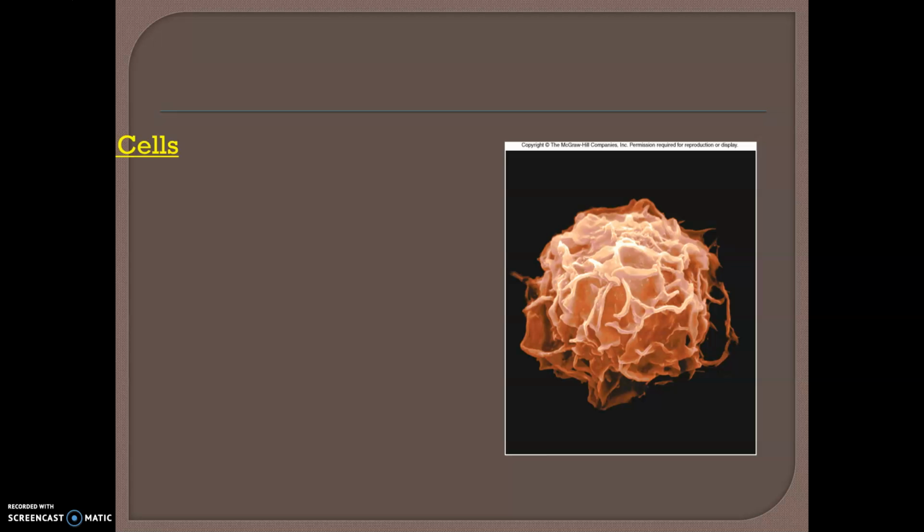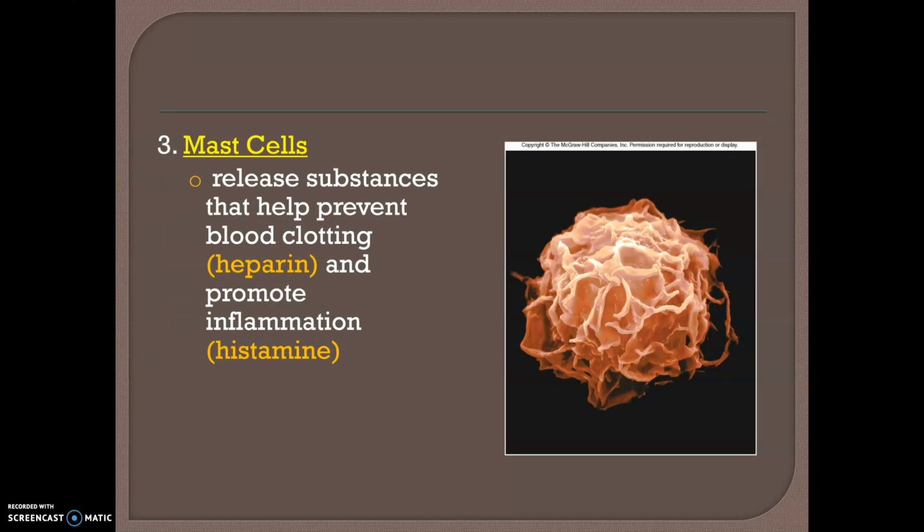And our last type is our mast cells. These release substances to prevent blood clotting. Heparin is one of these chemicals, and another one promotes inflammation. That's histamine, another type of chemical. These are usually located near blood vessels, since they secrete things that help with blood and inflammation.